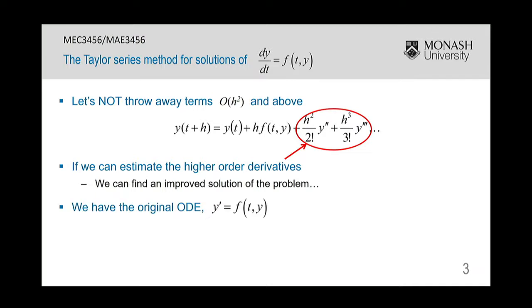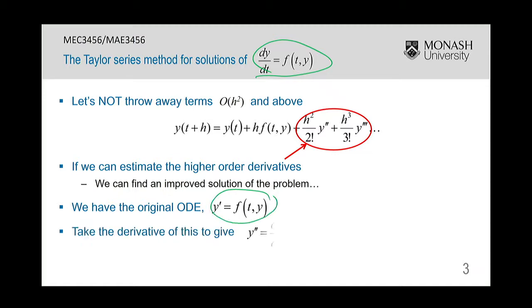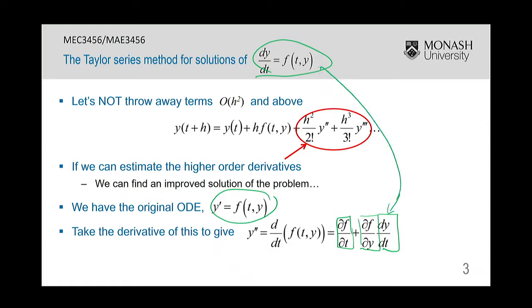So what information have we got? Well, the only thing we've really got is that y dashed is equal to f of t and y. That's our ODE. Those two things are equivalent. Let's take the derivative of this equation. The derivative of y dashed is y double dashed. And for the derivative of f with respect to t, we need to use the chain rule. So that's equal to the partial derivative of f with respect to t plus the partial derivative of f with respect to y times dy/dt. And of course, from our original ODE, we know that dy/dt is equal to f. Again, shorthand notation, it's equal to this.